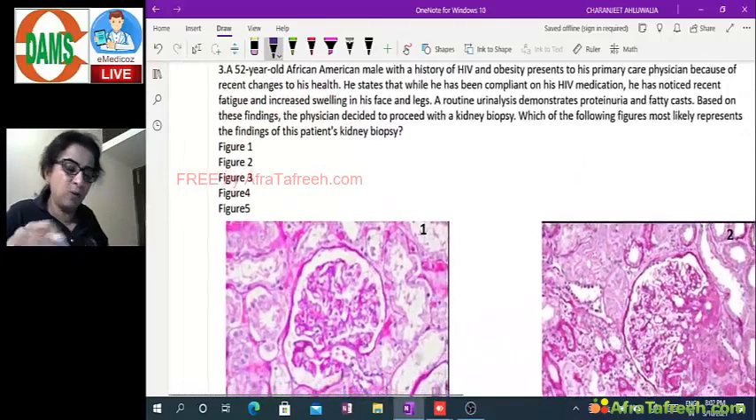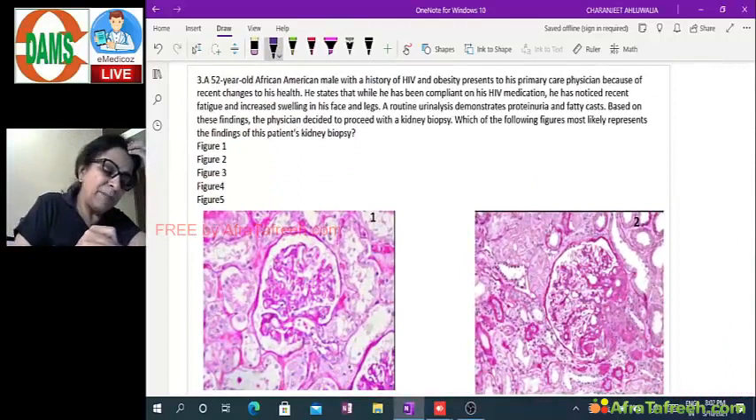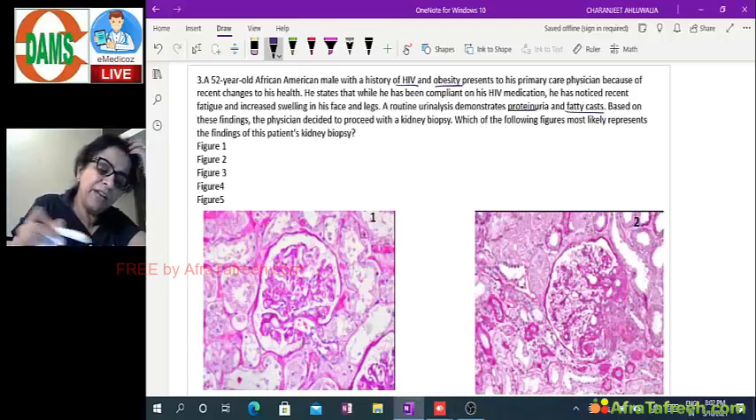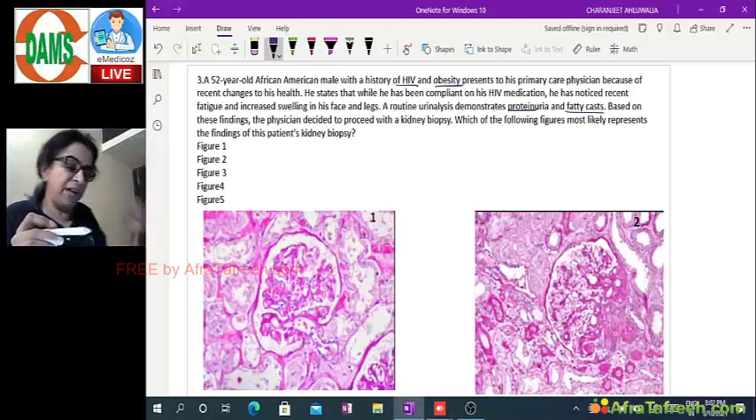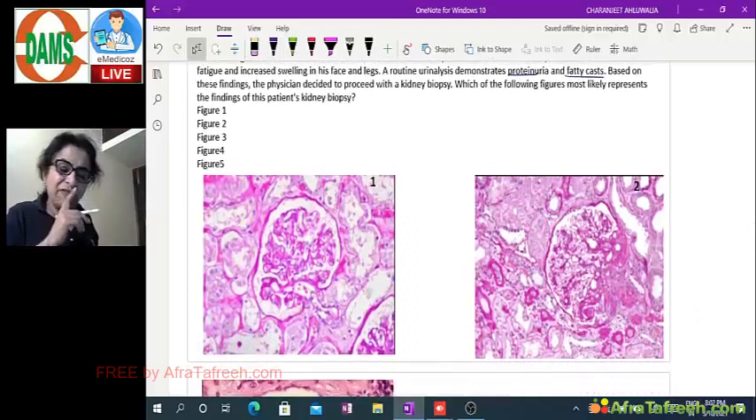Okay, now you have to identify these figures. A 52-year-old African American male with history of HIV and obesity presents to his primary care physician because of recent change in his health. He states that while he was compliant on HIV medication, he has noticed recent fatigue and swelling in face and legs. A routine urine analysis shows proteinuria and fatty cast. So proteinuria and fatty cast. Based on these findings, the physician decided to do a kidney biopsy. Now tell me, which kidney biopsy figure fits here?